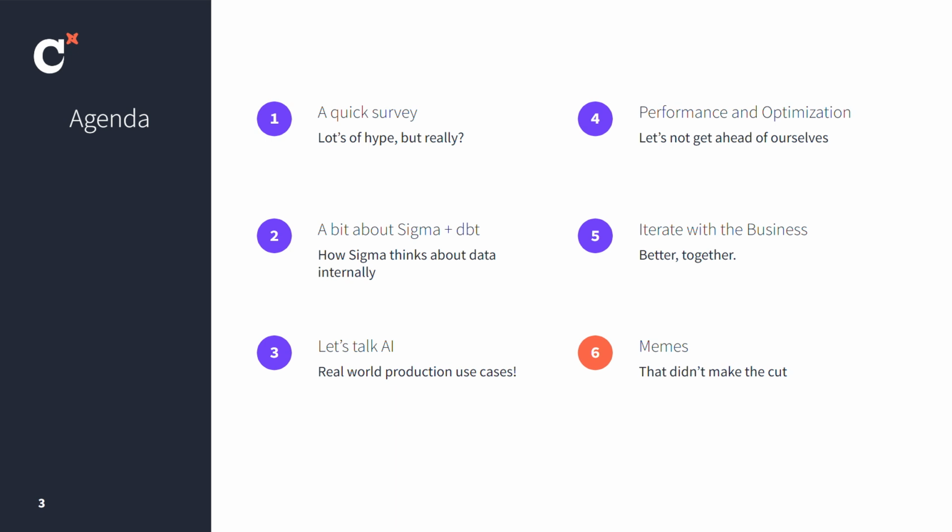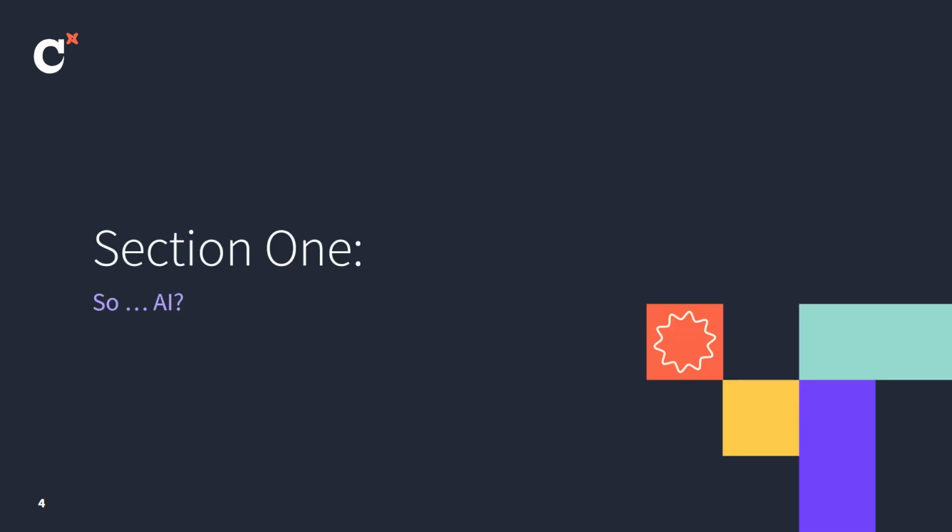What are we going to do today? Going to get you all engaged. We're going to do a quick survey. We'll talk a bit about Sigma and dbt. Then we'll jump into some of the use cases we deploy internally at Sigma. Then we'll talk about how we optimize performance with all of this fun stuff. Then we'll get into how we do this together with the business. Sound good? Cool.